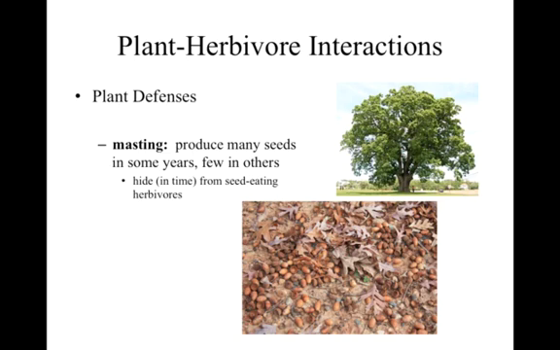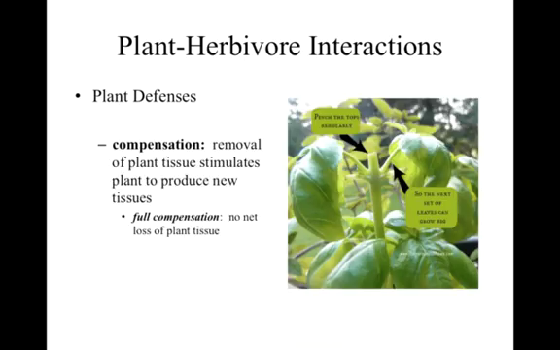So masting is very common in plants, especially oak trees. Another thing that plants do is what we call compensation. This is where removal of the plant tissue stimulates the plant to produce new tissue. If you've ever had something like a basil plant, you'll know people tell you, oh, well, prune the plant to cause it to bush out. That's compensation. Basically, you are the herbivore predator, and you are eating the basil plant, and when you remove the leaf, the plant actually grows more in response.